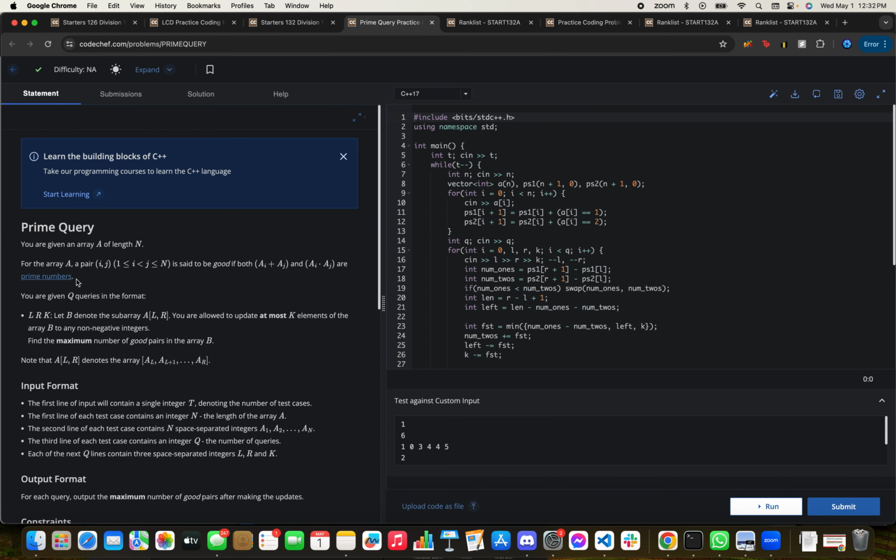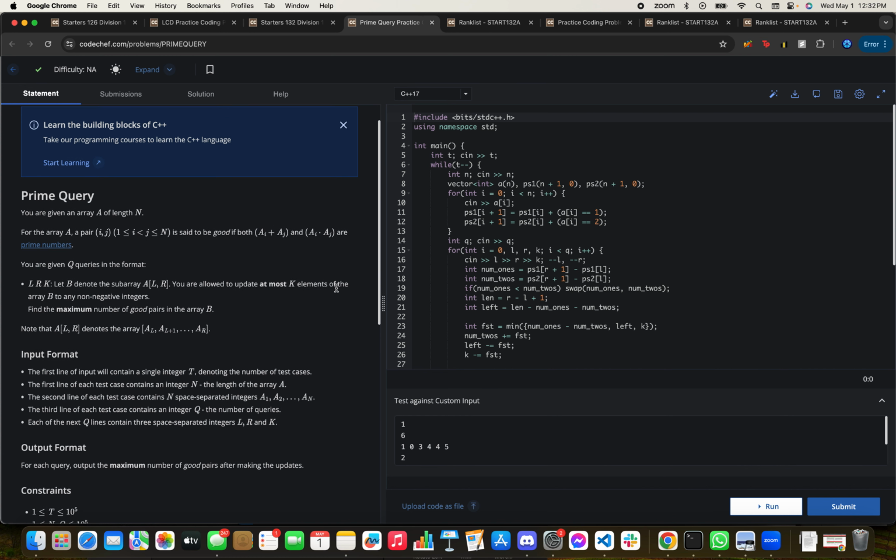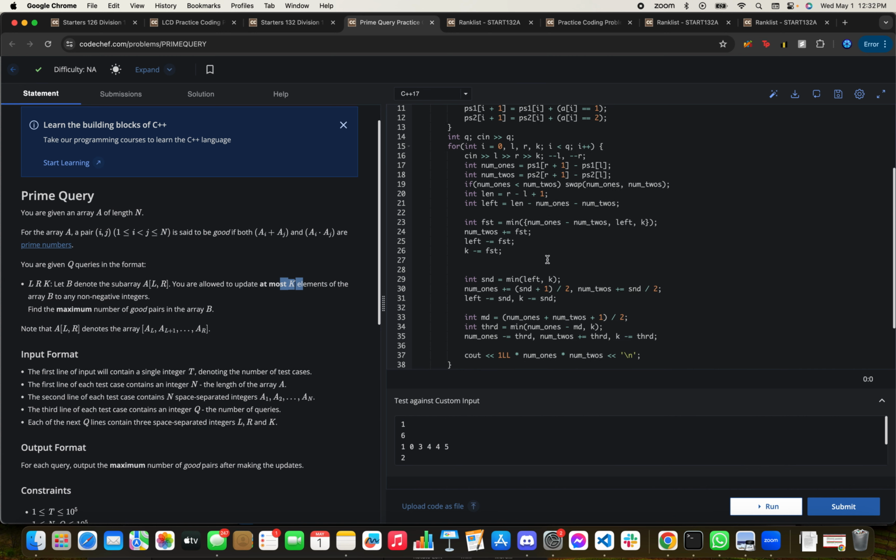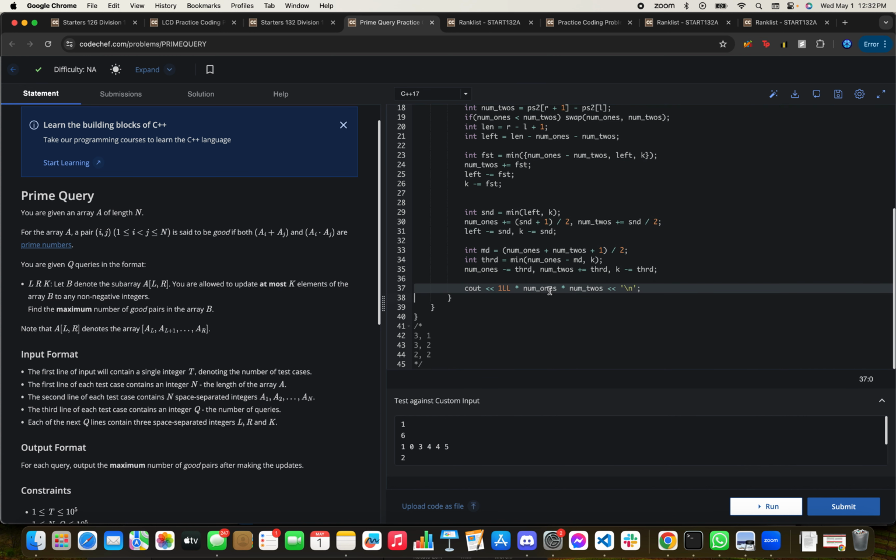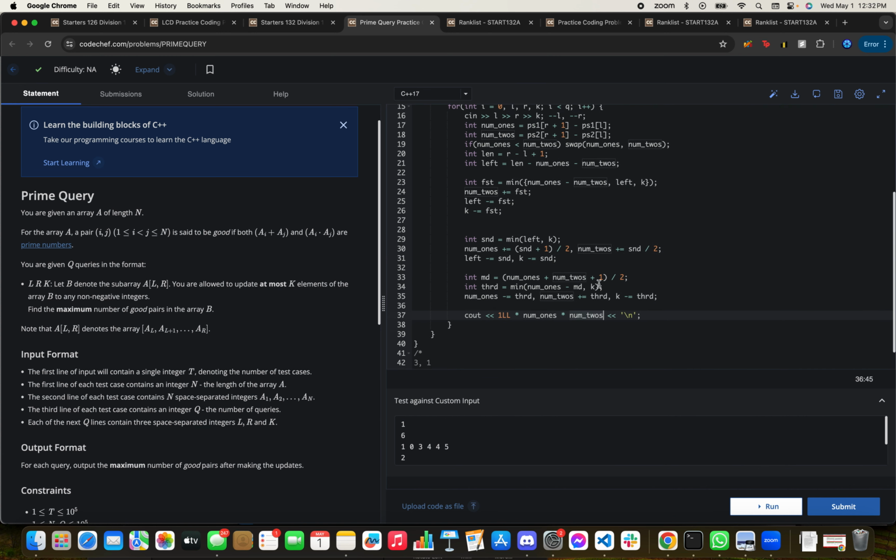So this problem is funny. Basically, the key observation is that this is true if and only if A_i and A_j are 1 and 2, or 2 and 1. So really, it's just asking you, given a subarray, you can make k modifications, maximize the value of the number of 1s times the number of 2s.